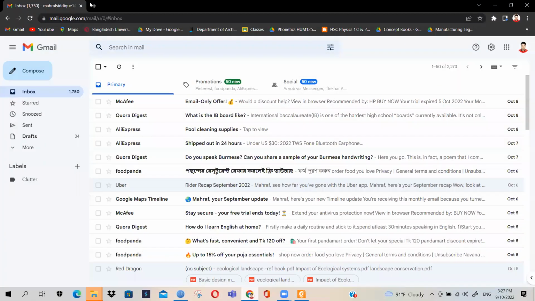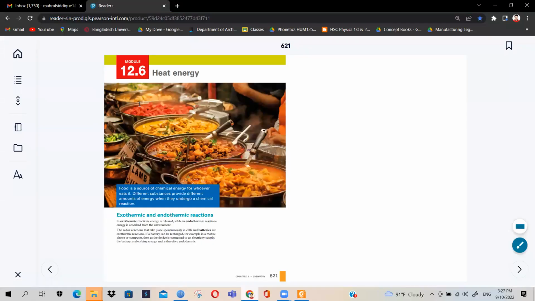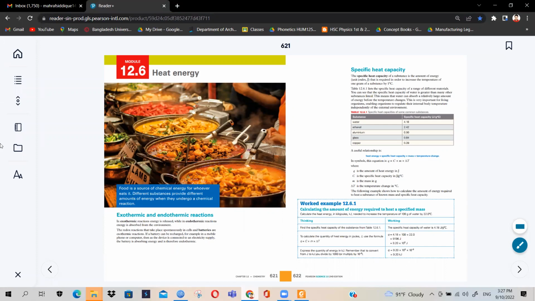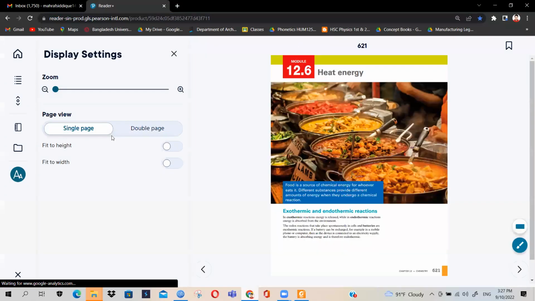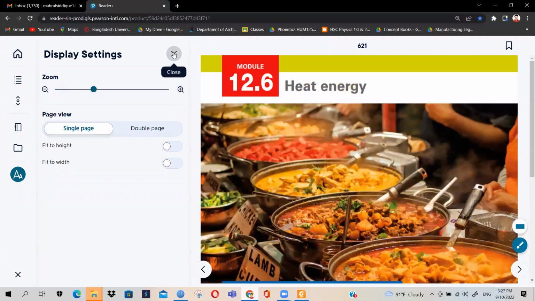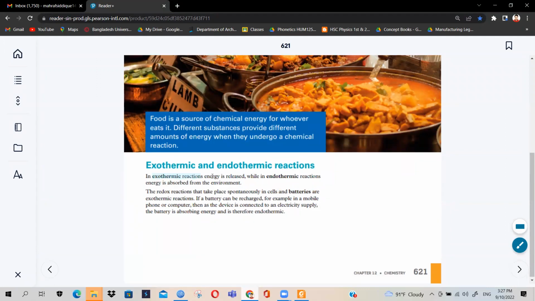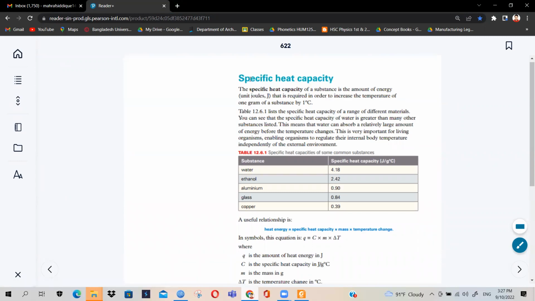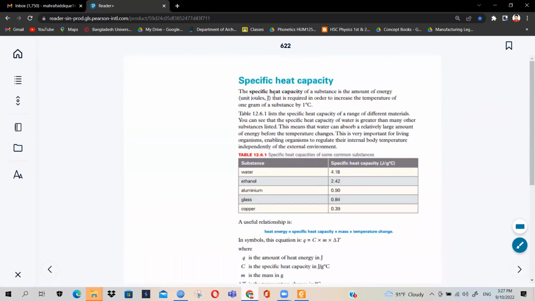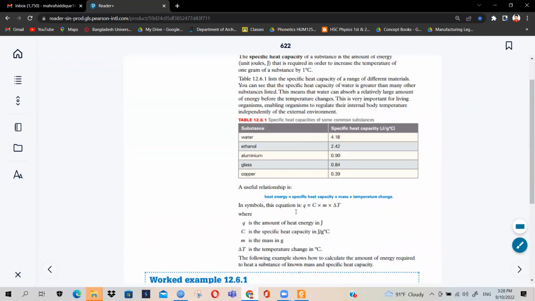Okay, let's see what your book has written. Single page. Okay, fit width. All right. Exothermic and endothermic reactions. We have already covered that in exothermic reaction, energy is released, while in endothermic reactions, energy is absorbed. Okay, specific heat capacity. This is a very interesting thing. We will study about that in the next class. We studied this in physics, in 9th and 10th standard.